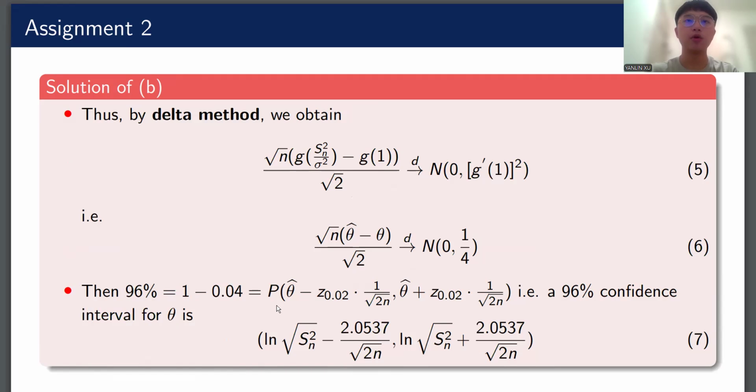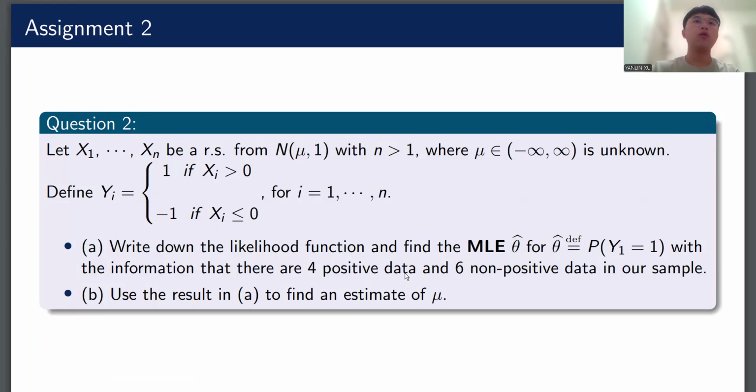96% is equal to this probability, because of the properties of the normal distribution, and we have to substitute the estimator by the exact form, this one. So that's our result. Okay, let's see question 2.